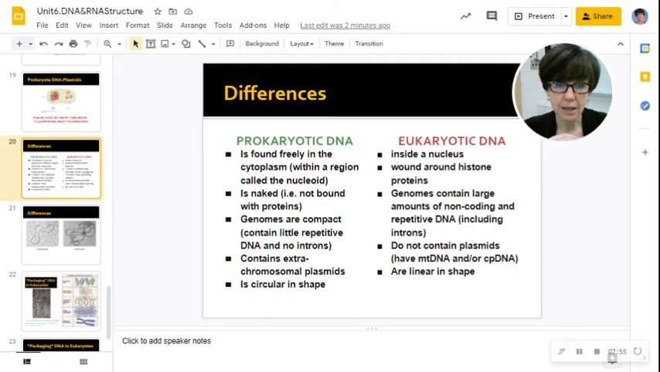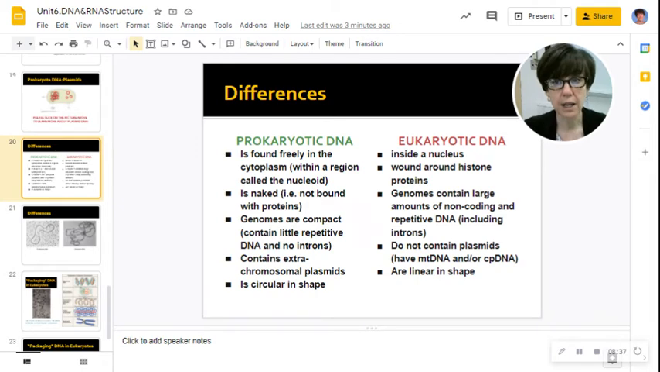The genomes are compact, which basically means that there's very little repetition of DNA sequences that we would find in a eukaryotic cell, and there are no non-coding sequences that we refer to as introns. By that I mean the DNA of a prokaryote codes for traits. There are no parts of that DNA in a prokaryote that are not genes that code for particular traits. We already said that they contain these extracellular plasmids, and again, they're circular in shape.